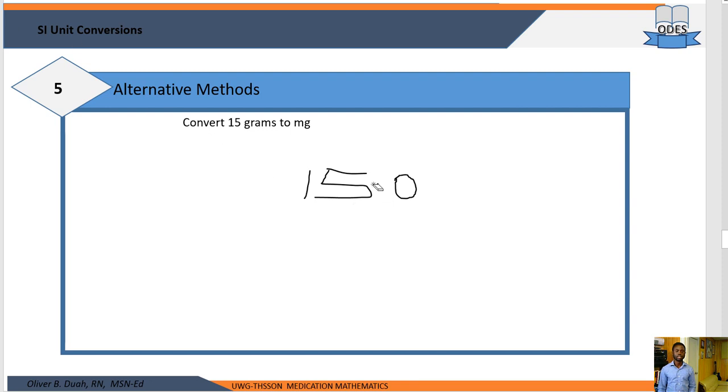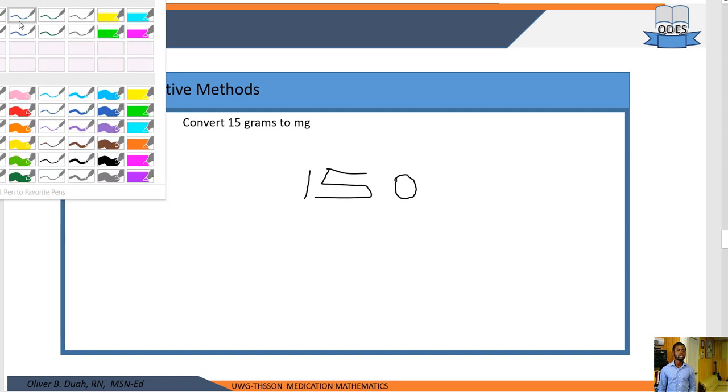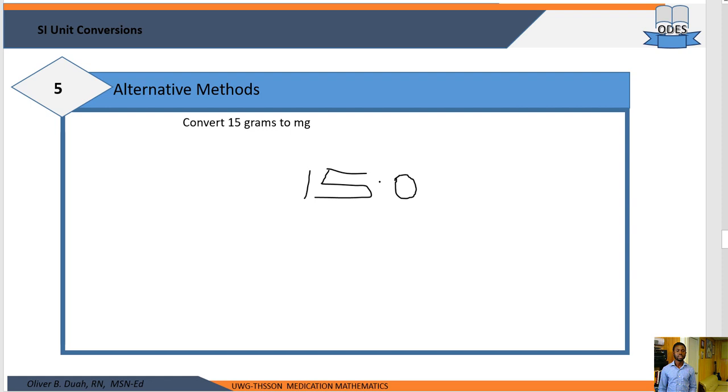Let me clean up a little bit. It's a bit too much, so let me choose a thickness.